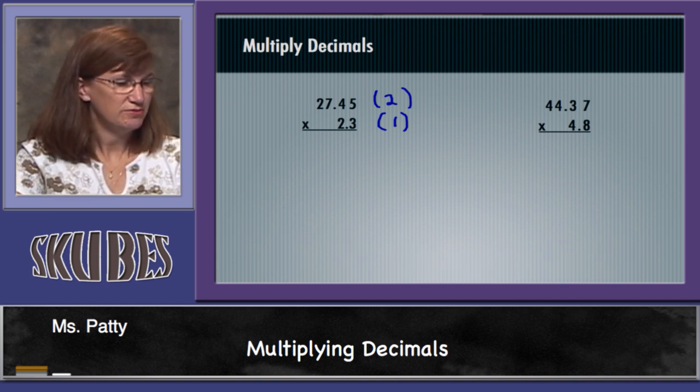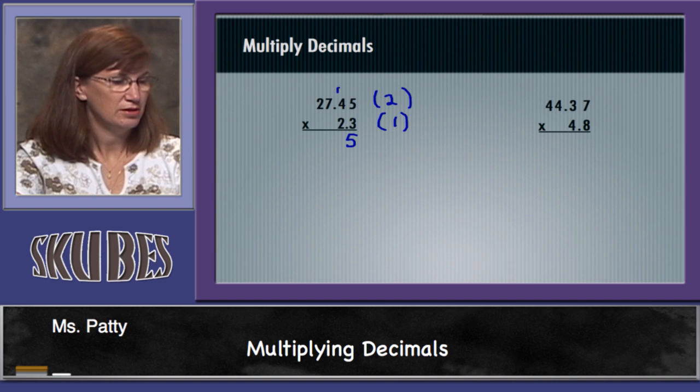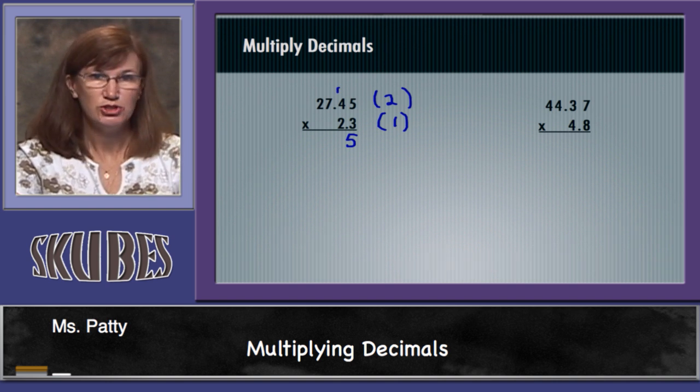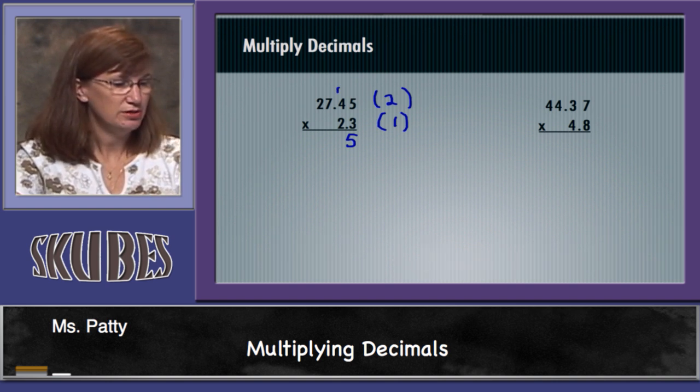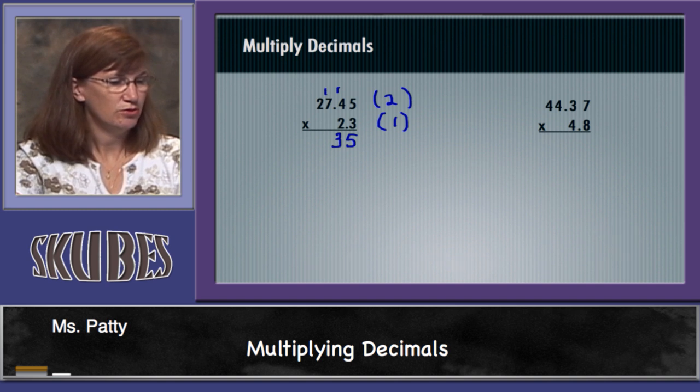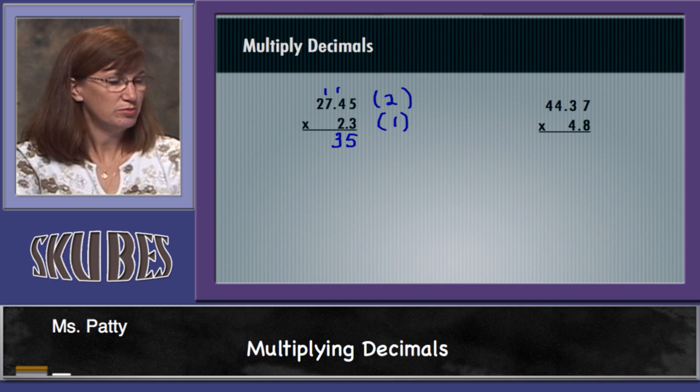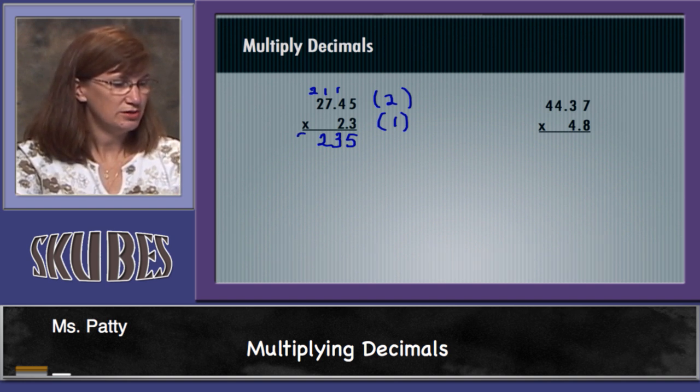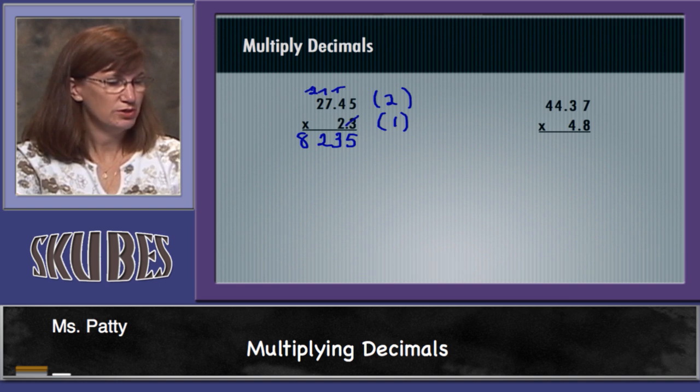3 times 5 is 15. Carry our 1. 3 times 4 is 12. Plus 1 is 13. Carry our 1. 3 times 7 is 21. Plus 1 is 22. Remember, keep your numbers in good columns. 3 times 2 is 6, plus 2 is 8. Done with all of those carry numbers. We're done with our 3.